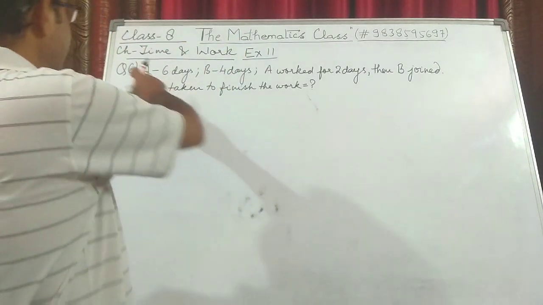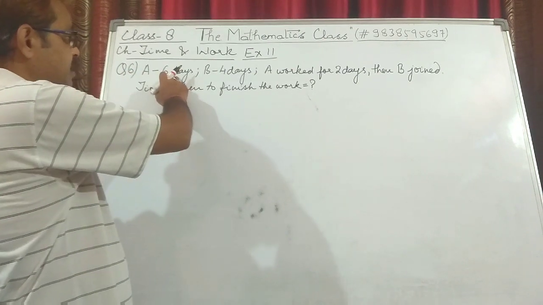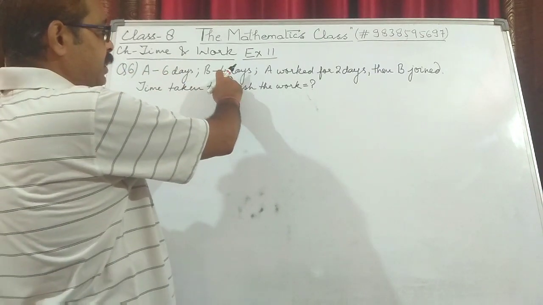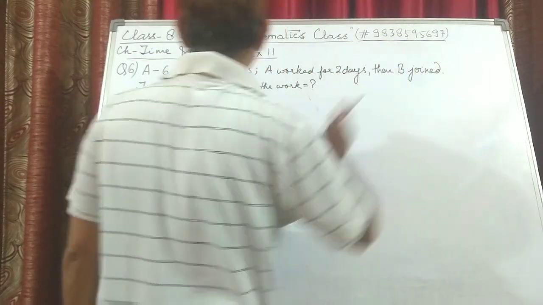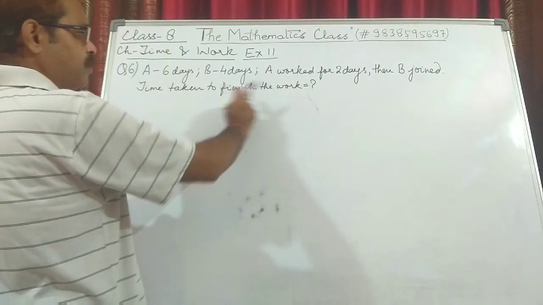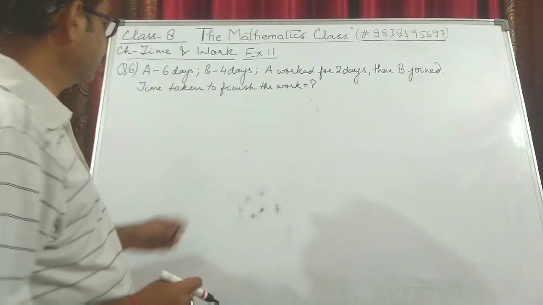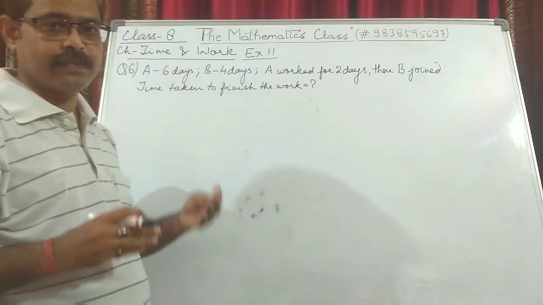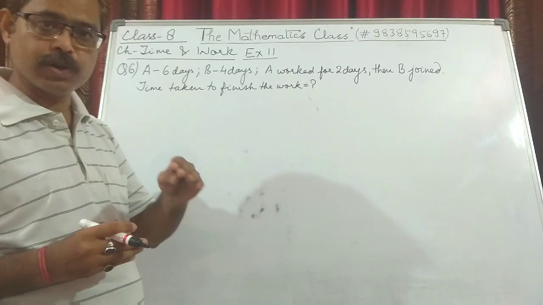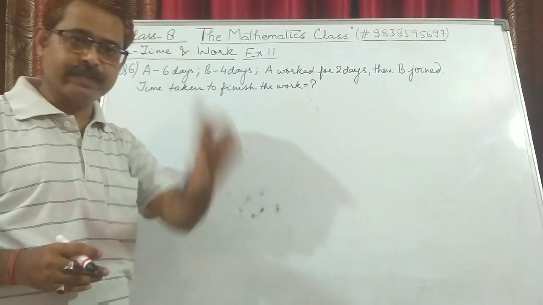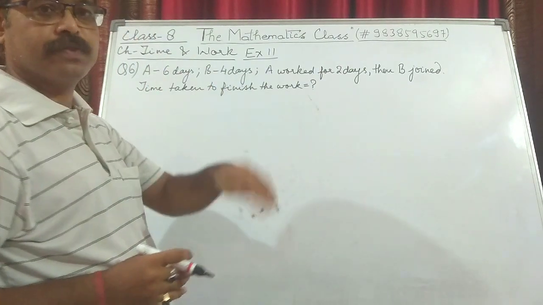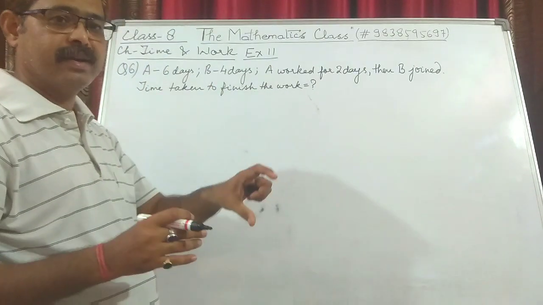Question number 6 is: A can complete a piece of work in 6 days, B can complete it in 4 days, A worked for 2 days and then B joined. Find the total time taken to finish the work. Means what are we going to do? First of all, we will find how much work was done by A in these 2 days, and whatever work was done, we will find out how much work is left to be done.